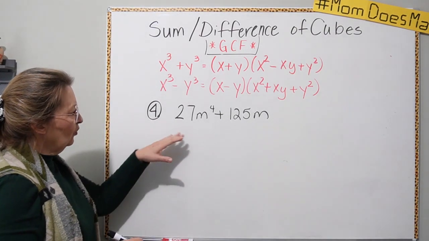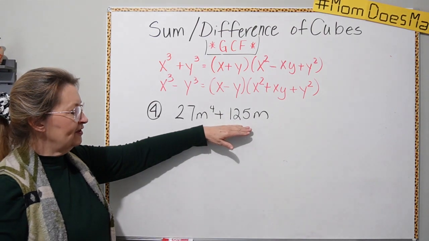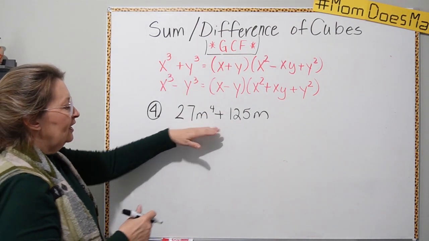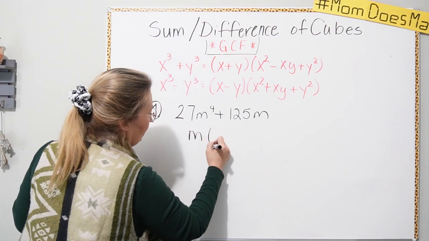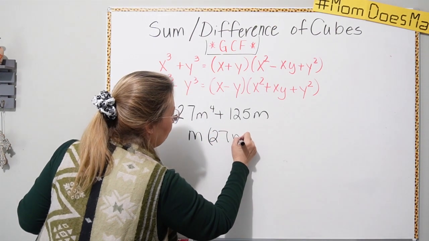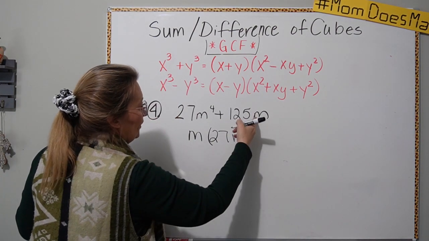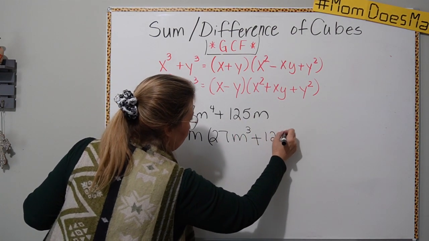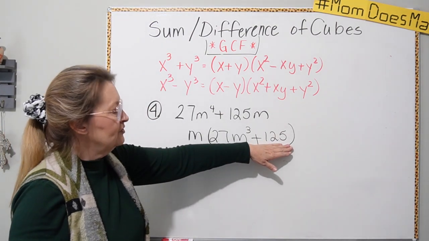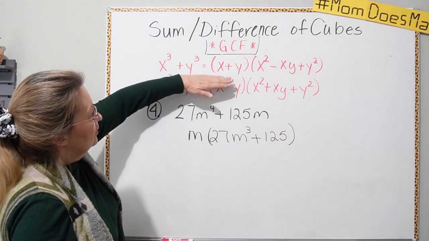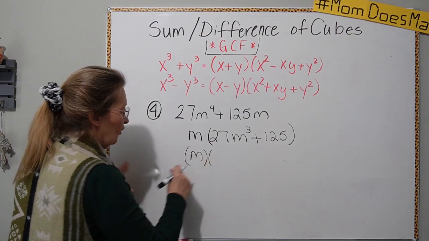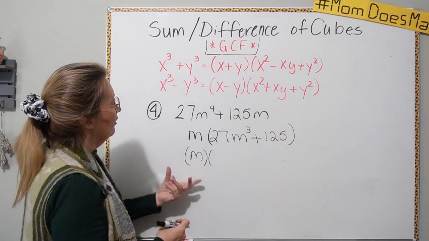Okay, let's look at number 4, 27m to the 4th plus 125m. And yes, we do need to take out the greatest common factor. There's an m that will come out of both of these. When I divide m from here, that's going to leave me 27m to the 3rd. When I divide m out of there, I'm just left with 125. Now, do you have two perfect cubes? Yes, with a plus sign. So we're using our top formula. Now you don't want to lose that m that you've already factored out, so let's bring it along.